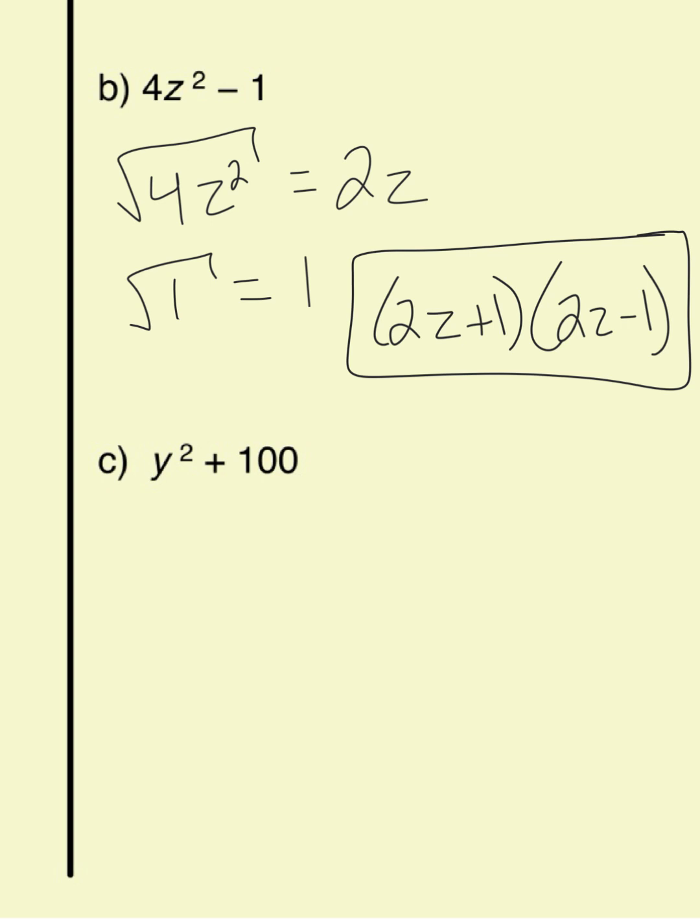Now when we look at this last example, even though we see y squared and 100, which are both squares, it is not the difference. So this is not the difference of two squares, it is a sum of two squares, so we can't factor it.